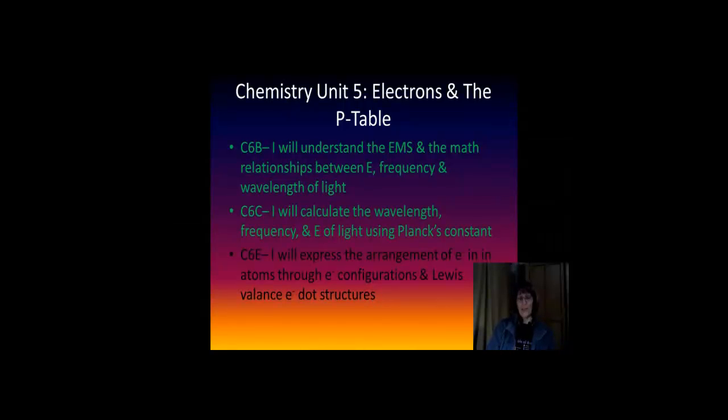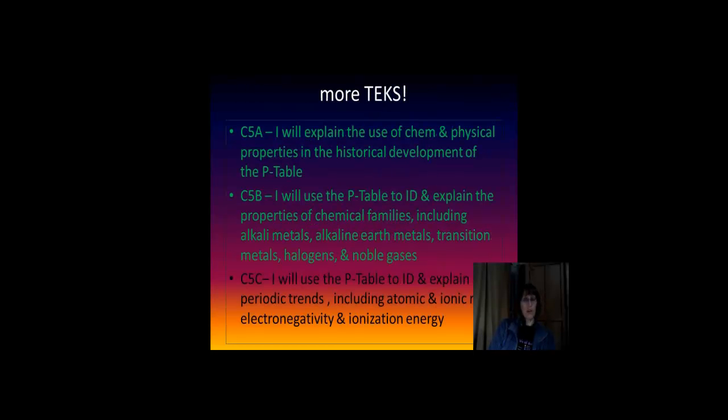Unit 5 for Ms. Howard's chemistry class, electrons in the periodic table. State of Texas says that C6B, you will understand the electromagnetic spectrum and the math relationships between energy, frequency, and wavelength of light. C6C, you will calculate the wavelength, frequency, and energy of light using Planck's constant. And you'll express the arrangement of electrons in atoms through electron configurations and Lewis valence dot structures. There is more. Yes, there are more TEKS here, but we'll talk about those in the next couple of PowerPoints.